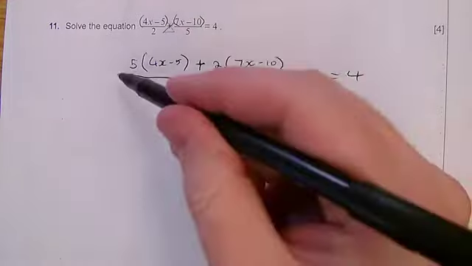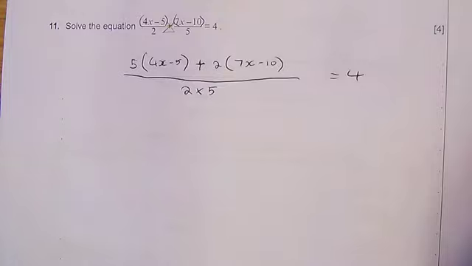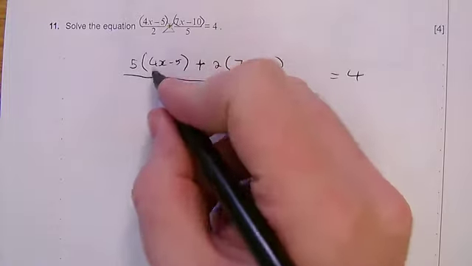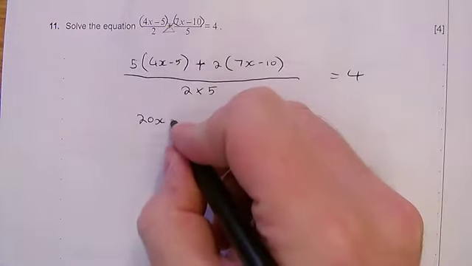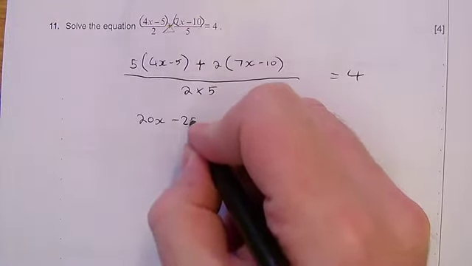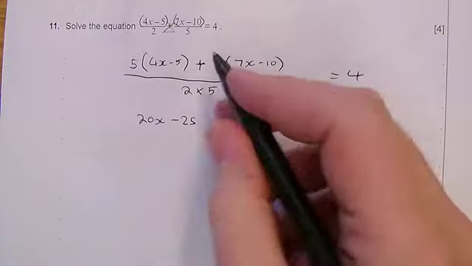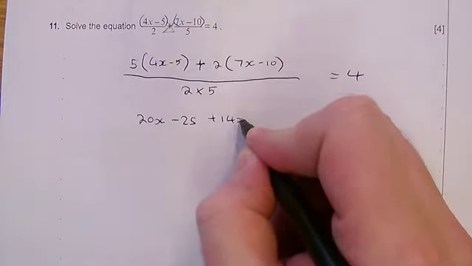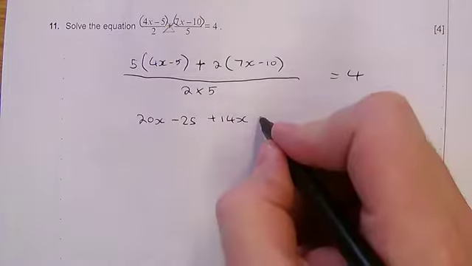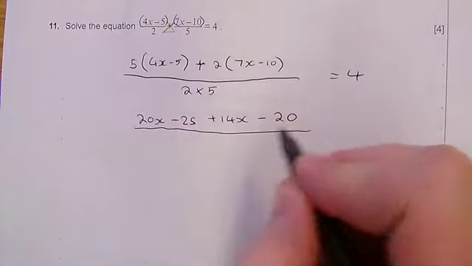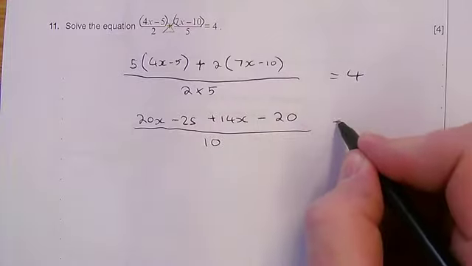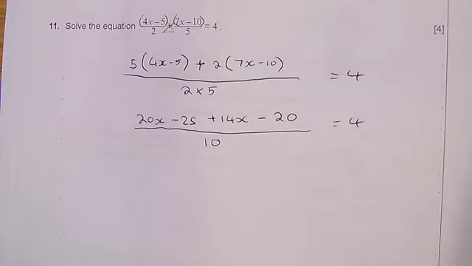Then what we do is we expand all the brackets. So we do 5 times 4x is 20x. 5 times minus 5, care for the negatives, is minus 25. 2 times 7x is 14x. And finally 2 times minus 10 is minus 20. All over 2 times 5 is 10. And again, it equals 4.